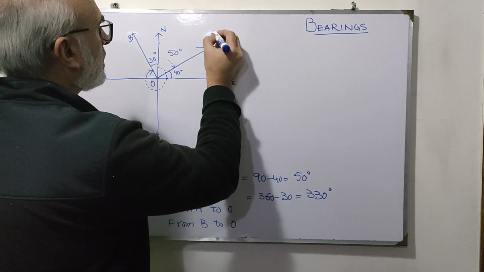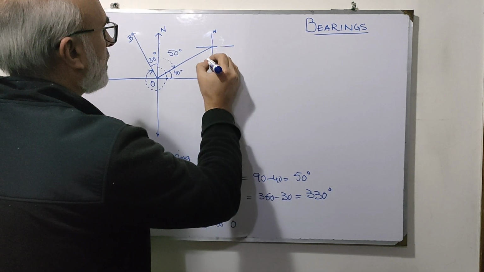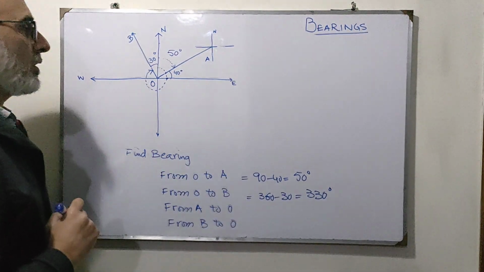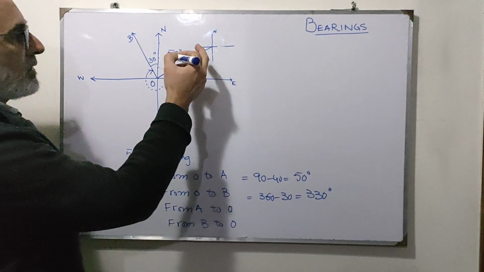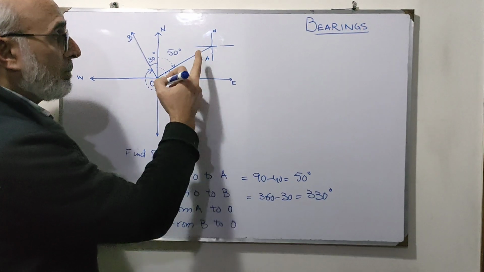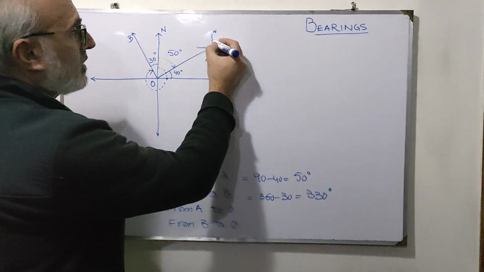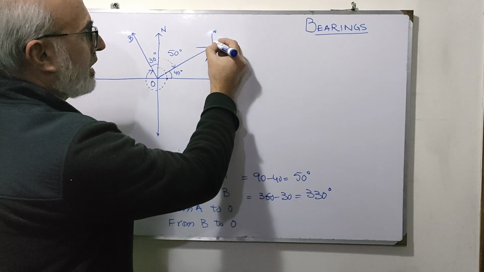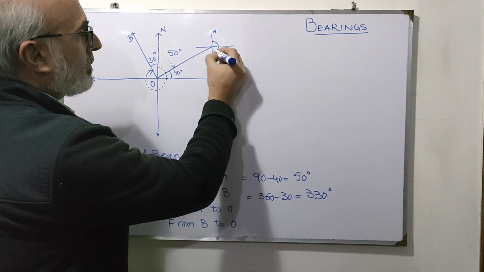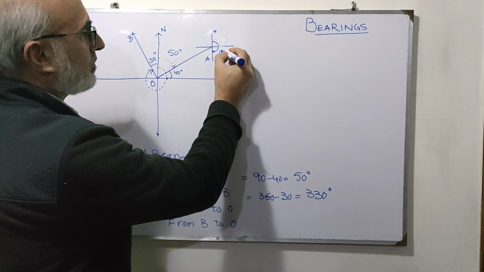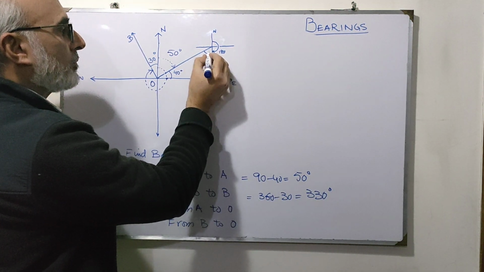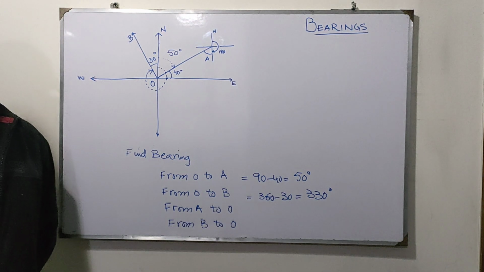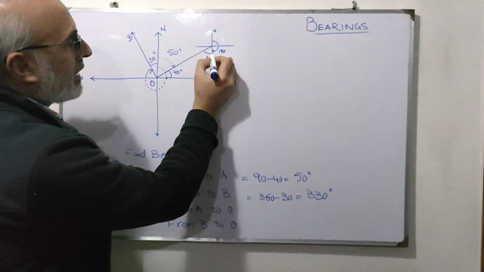Okay, this is north, and we are doing this for A. Now, since we are going to measure bearings from A to O, this is our north. From this up till here, it is 180, and now we have to know what is the degree from here to here.